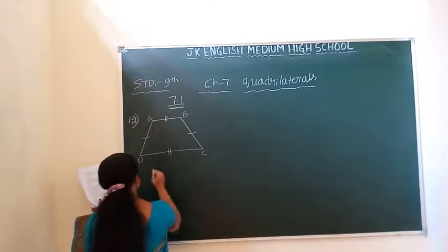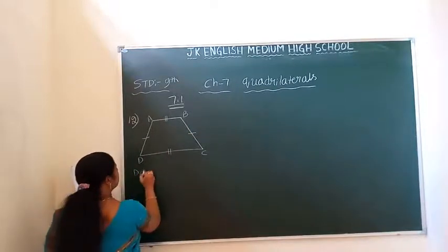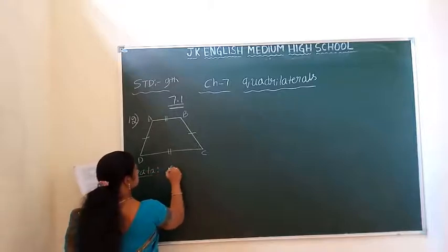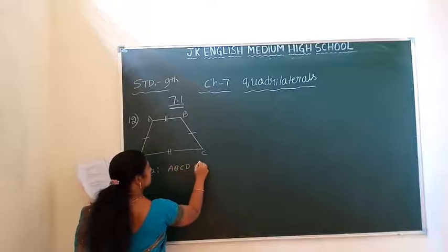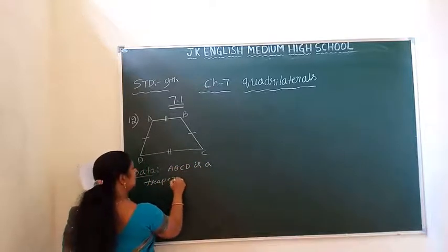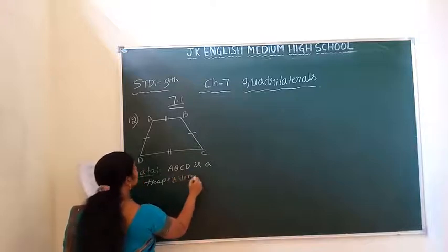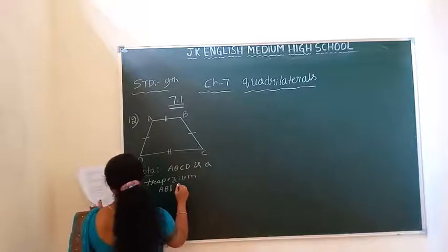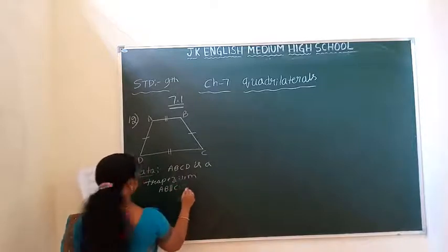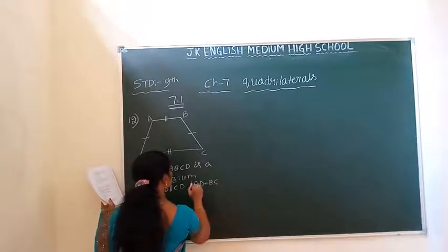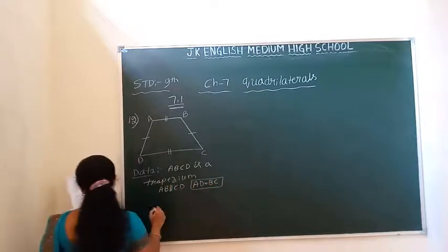These two are parallel. So what data have they given? ABCD is a trapezium, AB is parallel to CD, and AD is equal to BC.